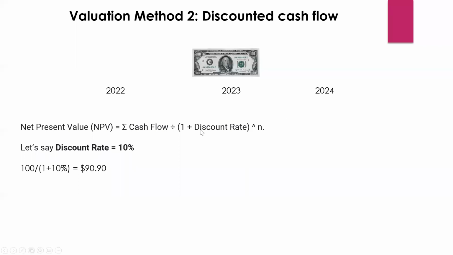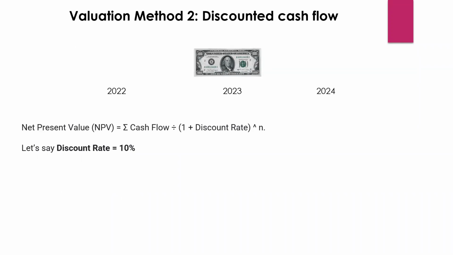So here, this is just next year, right? And the discount rate is raised to the power n, that is the number of years. Now if a company is making money next year, what happens if we take a 10% discount rate? The 100 divided by the formula, 1 plus 10%, the value is $90.90. So for a company that is going to make $100 next year, are we okay to pay $100? No, right? It's worth only $90.